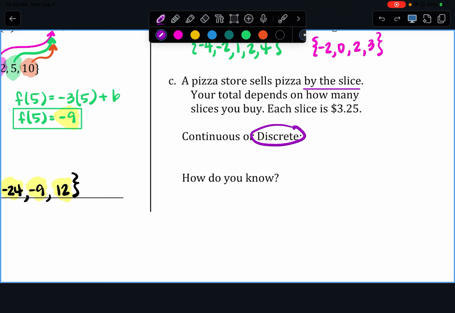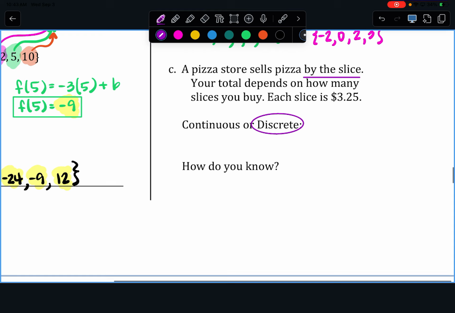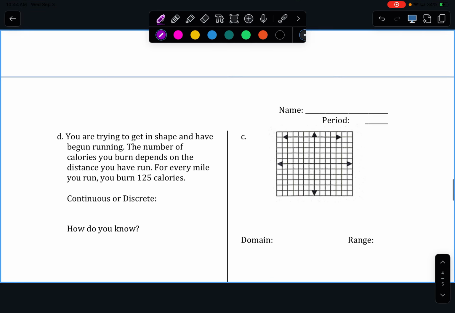Right, so this is discrete, right? You cannot buy a fraction. You can pick any fraction you want. Can't buy half of a slice. Or you don't have to pick a half. You can pick a third or a fourth, or just say you can't buy a fractional slice of pizza. Okay. All right, moving right along.